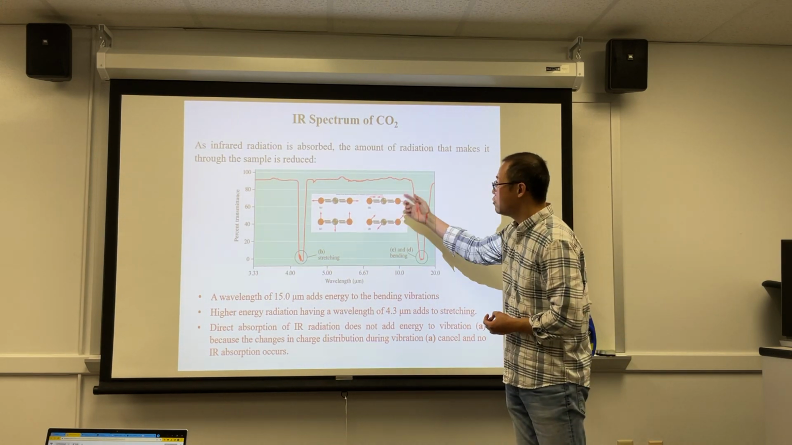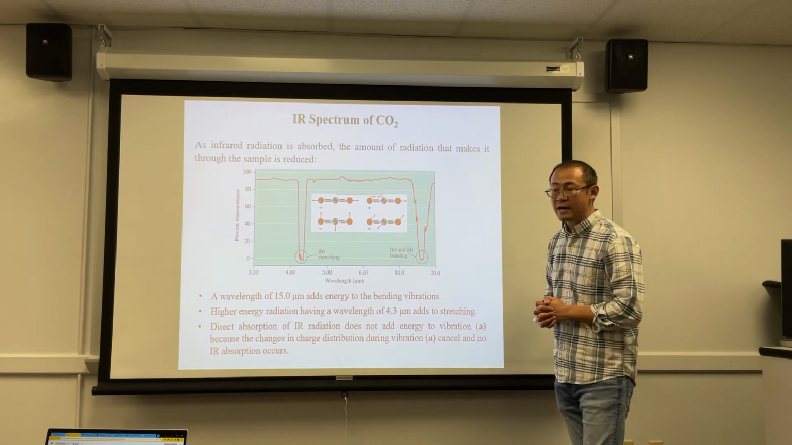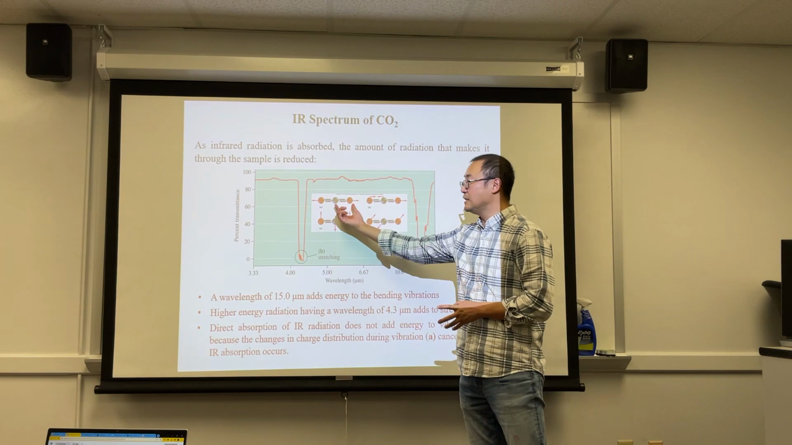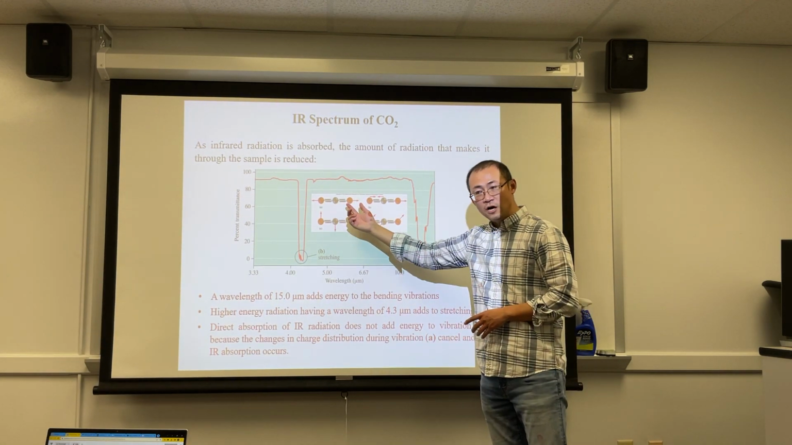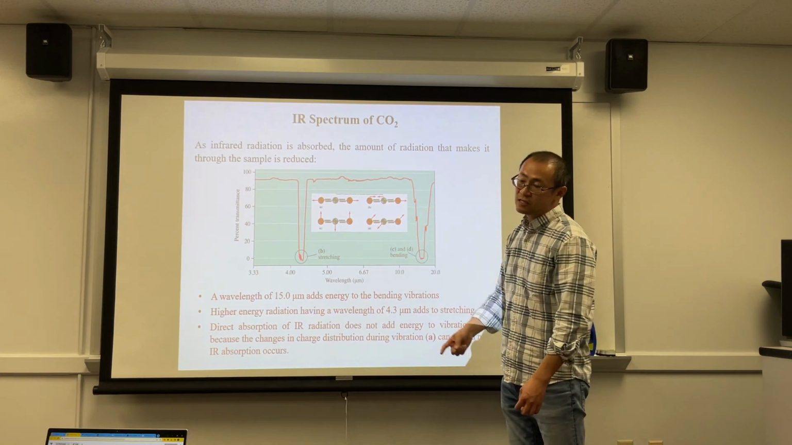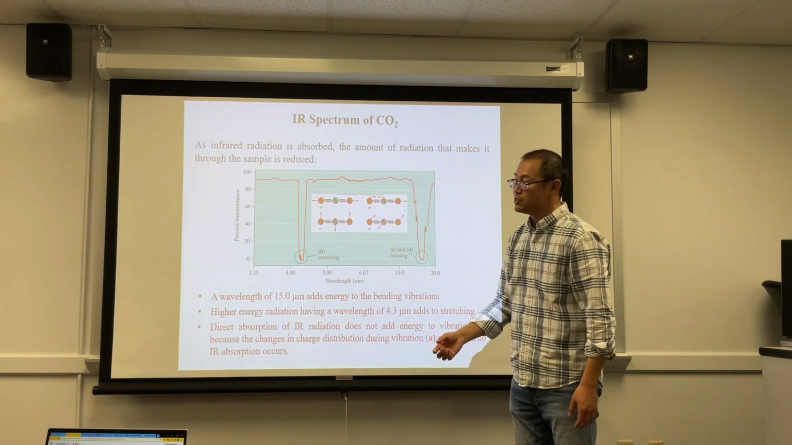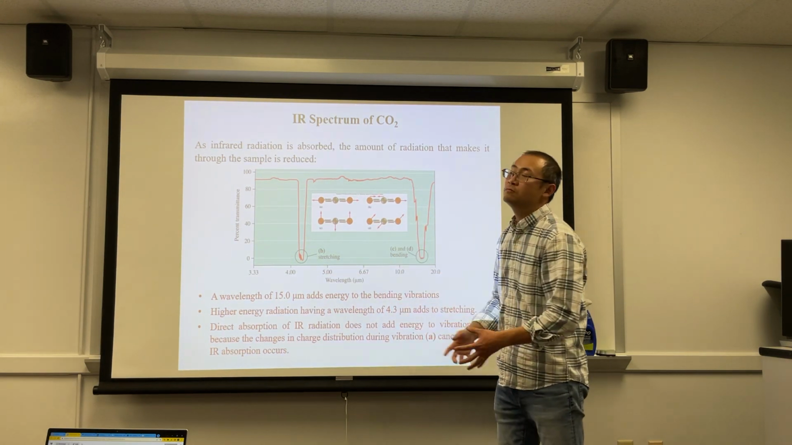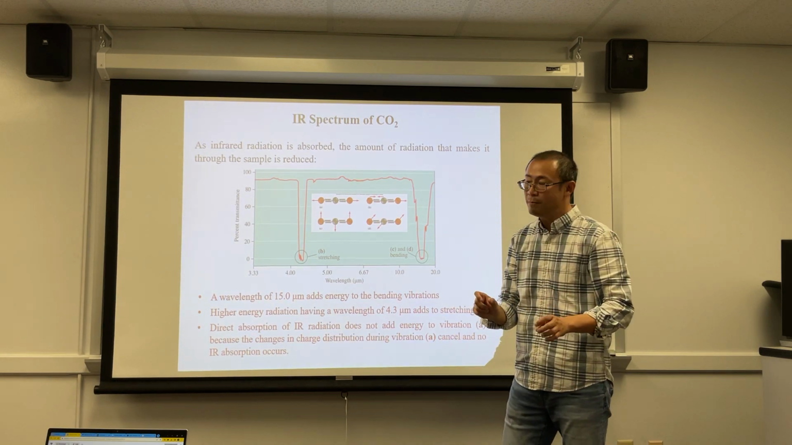So this picture shows you the types of vibration for carbon dioxide, because carbon dioxide is a linear molecule. Picture A is called symmetrical stretch. Picture B is called asymmetrical stretch. If you look at the spring, it's kind of like stretching. And C and D are called bending vibrations. So basically you bend a bond.